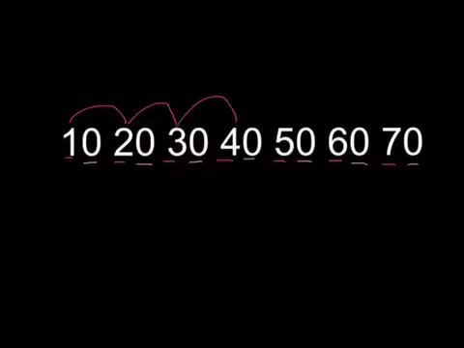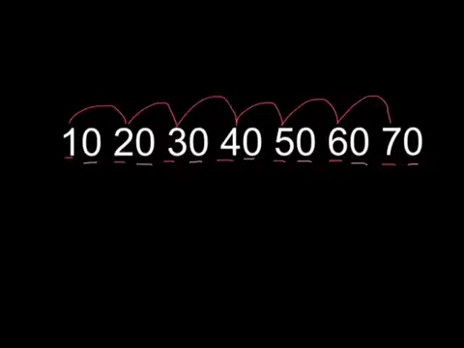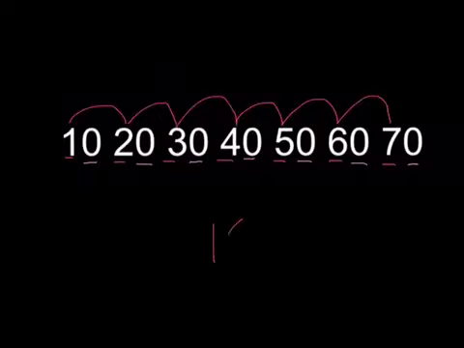Okay, now let's have a look at what's going on with this number at the front here. 1, 2, 3, 4, 5, 6, 7. It's getting bigger by 1 each time. So this is a pattern. This is a skip counting pattern. 10, 20, 30, 40, 50, 60, 70. It's getting bigger by 10 each time. Yes, this is a pattern.